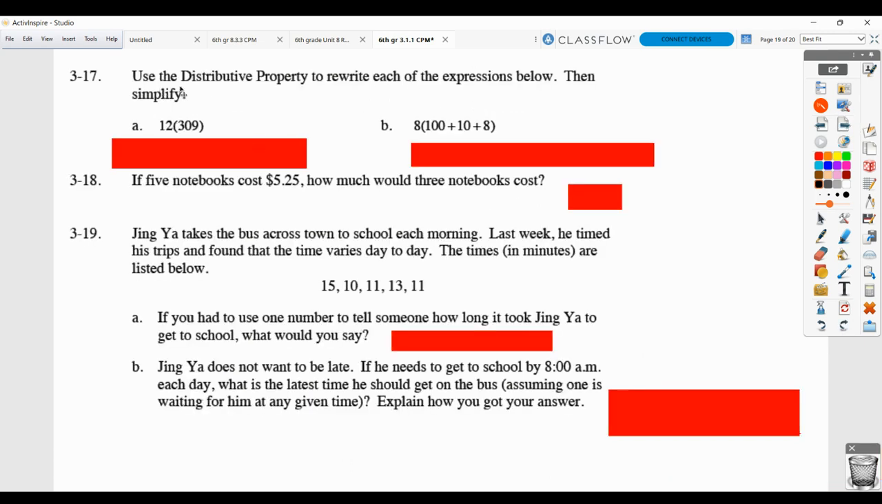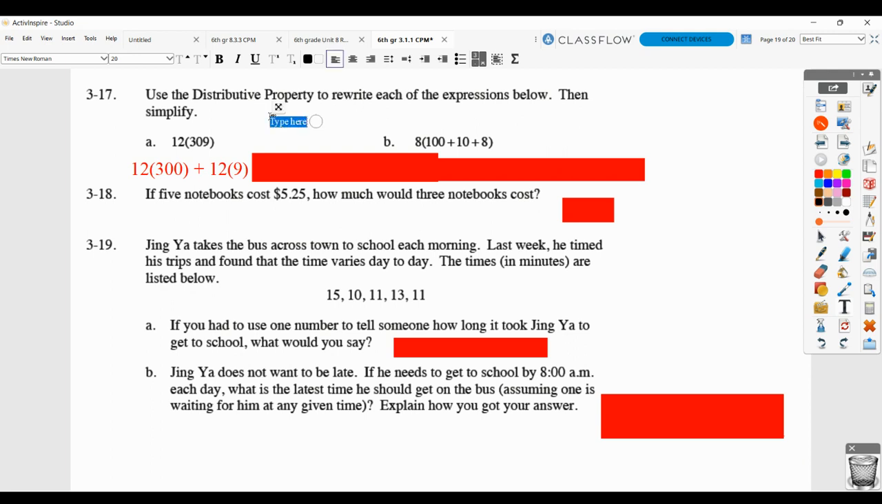Here you have to use the distributive property to rewrite them and then simplify. So the first thing you should do is rewrite this to be 12 times 300 plus 9. In other words, let me make this print a little bit bigger. We're breaking the 309 to be 300 plus 9. Now you might say to yourself, well, I would normally just take 309 and multiply by 12, but in this case, you want to write it this way because they're telling you need to do the distributive property.